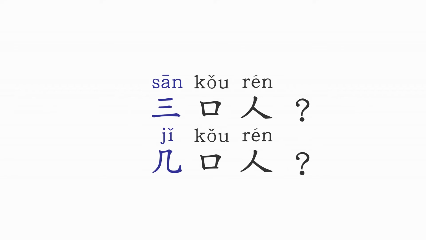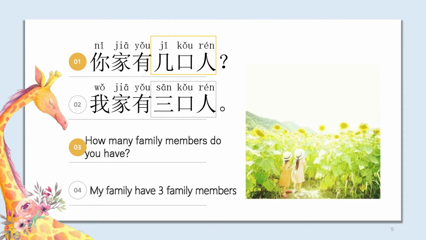Then these 3 words are actually a question. How many family members? Okay, so 几口人. Okay, so now we are finished with the new words. Let's go to the text.